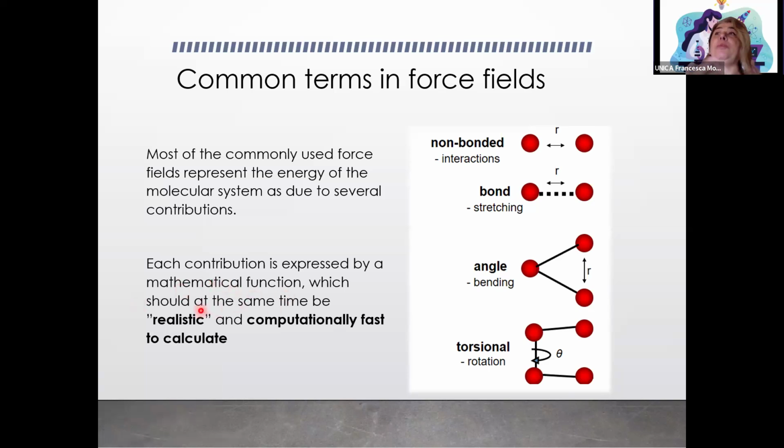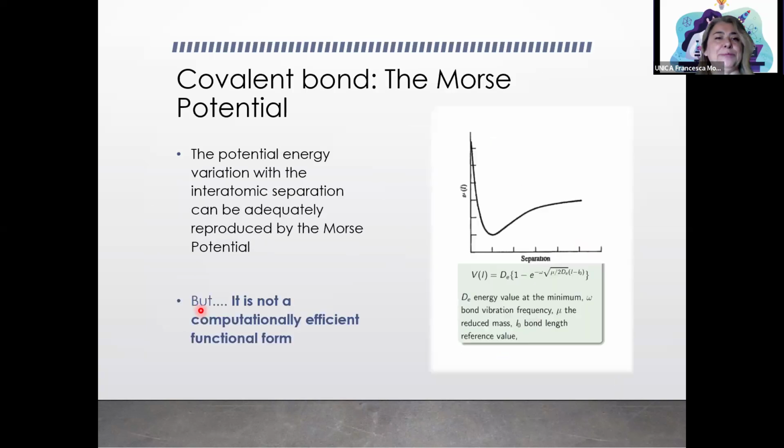Each of these contributions is expressed by a mathematical function, which should possess 2 main features. It should be realistic, so reproduce the real variation of energy with the variation in the geometrical parameters, but it has also another important requirement. It should be computationally fast to calculate, because we can have a very accurate, very realistic function, but if it is not easy to implement in fast calculation, it can practically not be used for simulation for large molecules and for a long time.